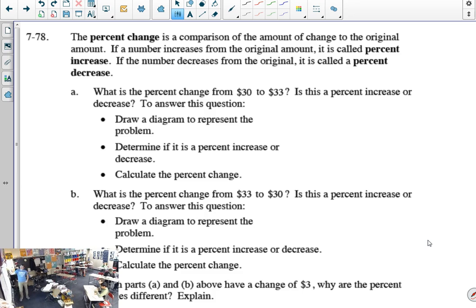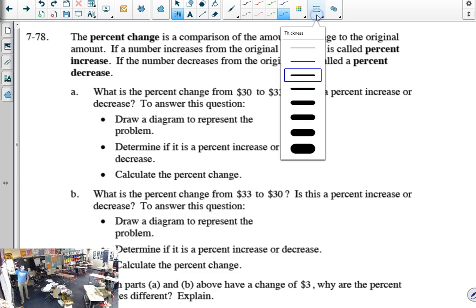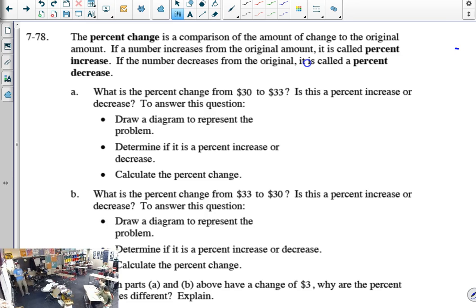If we're going to go from $30 to $33, is that a percent increase or decrease? It's a percent increase, right? So my original was 30, I'm going up to 33. So, Ian, how much do I increase by? Oh, $3. Yeah, just $3, right? We go up by $3.